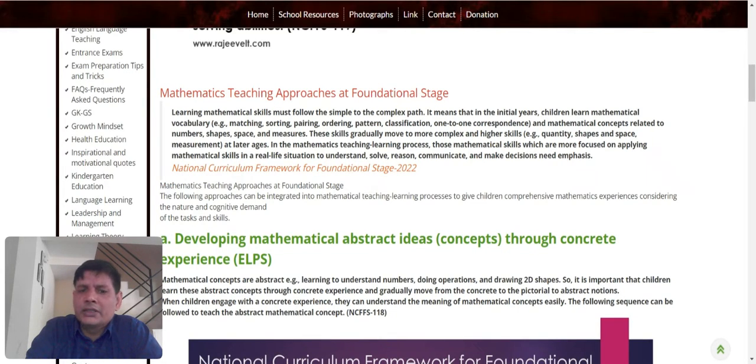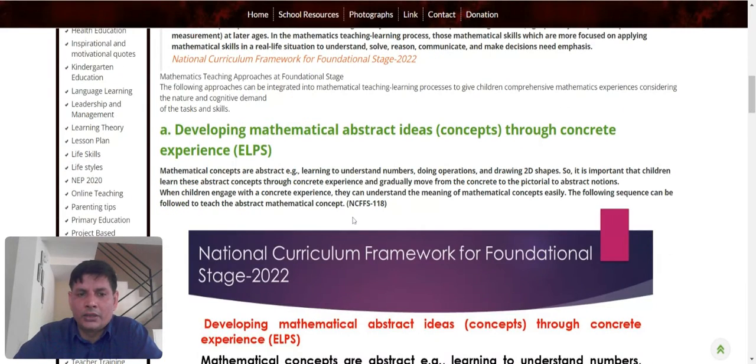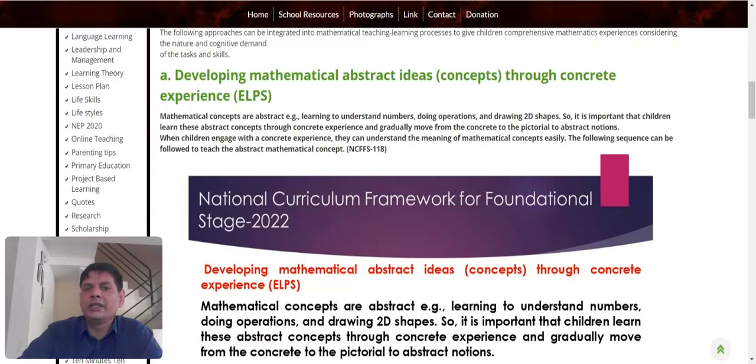In the mathematics teaching learning process, those mathematical skills which are more focused on applying mathematical skills in a real life situation to understand, solve, reason, communicate, and make decisions need emphasis. Mathematics teaching approaches at foundational stage. The following approach can be integrated into mathematical teaching learning process to give children comprehensive mathematics experience considering the nature and cognitive demand of the task and skills.